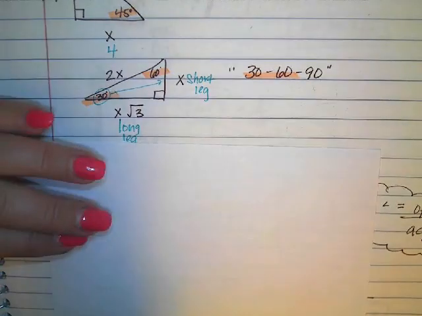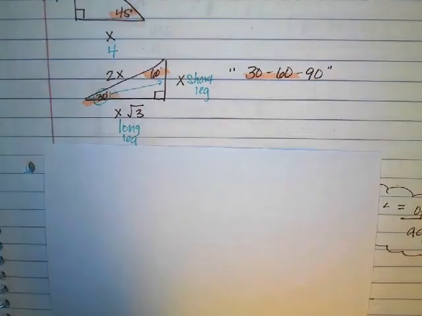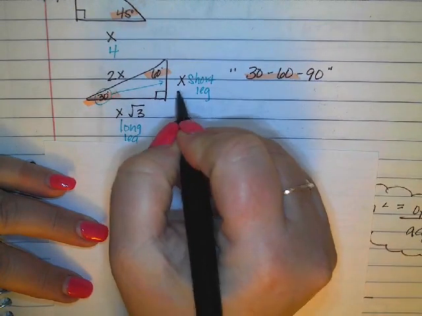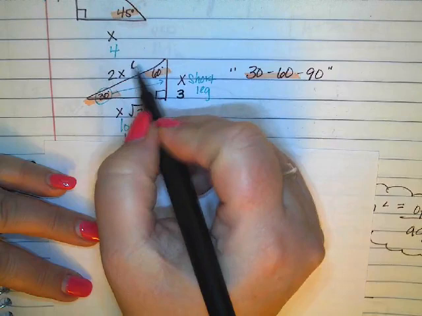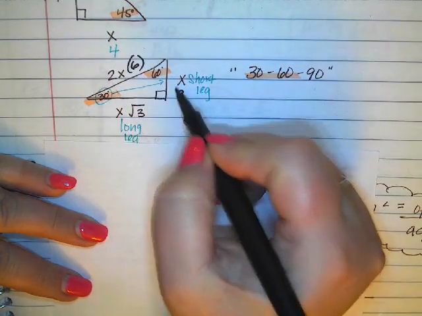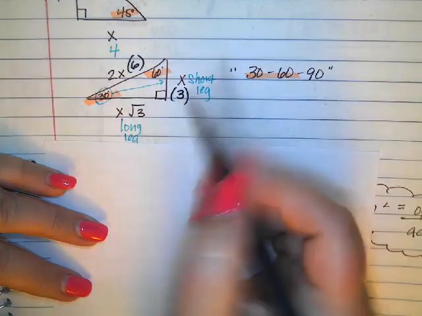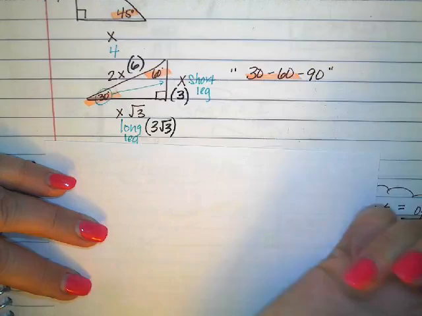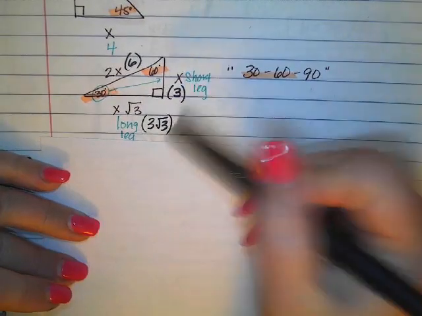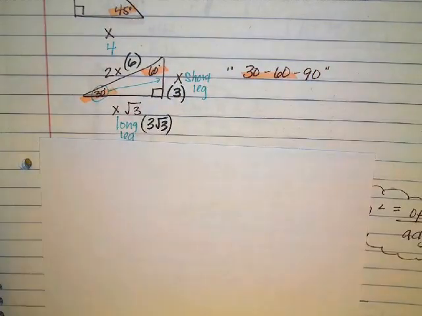So again, let's use an example, and let's say that this side is 3. Then I know that the hypotenuse would be 6, because 3 times 2 is 6. Then I would know that the long leg would be 3 radical 3. I just multiply the short leg by radical 3 to get the long leg.